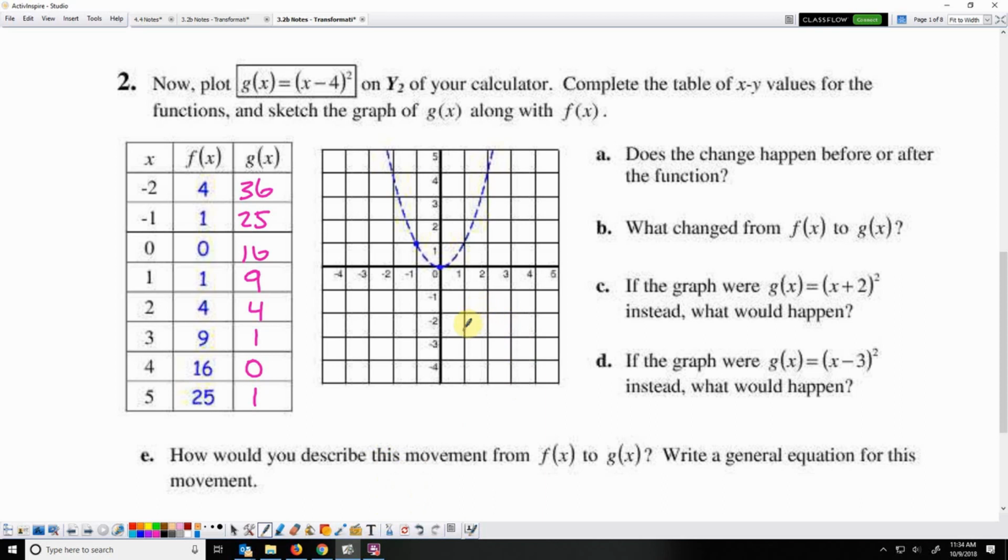Okay, so we're going to plot on here what will actually fit. I think that's pretty much from here down. So we've got the point 2, 4, 3, 1, 4, 0, and 5, 1. Okay, does the change here happen before or after the function? So the function was x squared, and here, because that minus 4 is inside of what's being squared, that change happens before the function. Okay, and what changed this time? It shifted right 4.